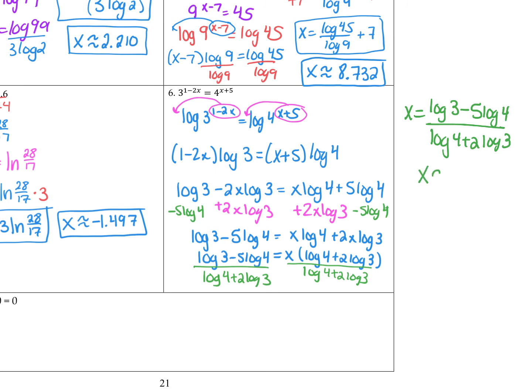Then my estimated answer would be, I would type it in my calculator. Again, when I type this in my calculator, I'm going to do top divided by bottom. So I want to make sure I put parentheses around that. So log 3 minus 5 log 4 divided by log 4 plus 2 log 3. And I'm going to get approximately negative 1.628.